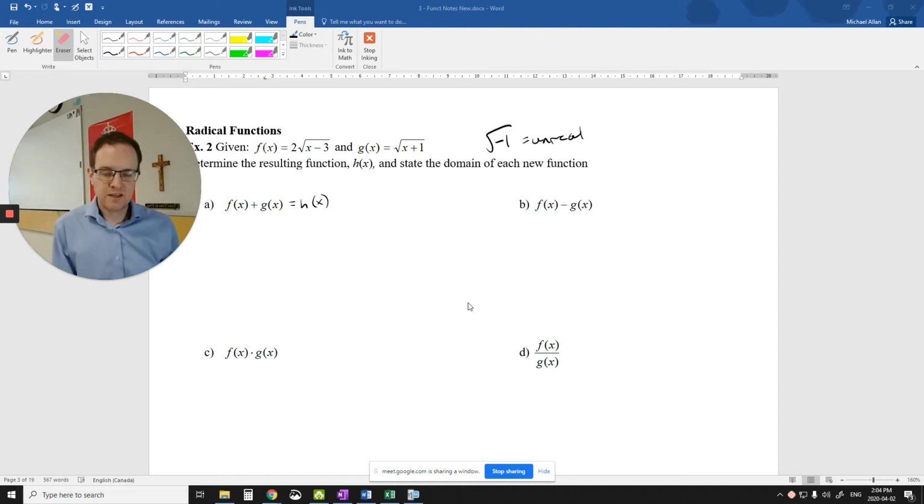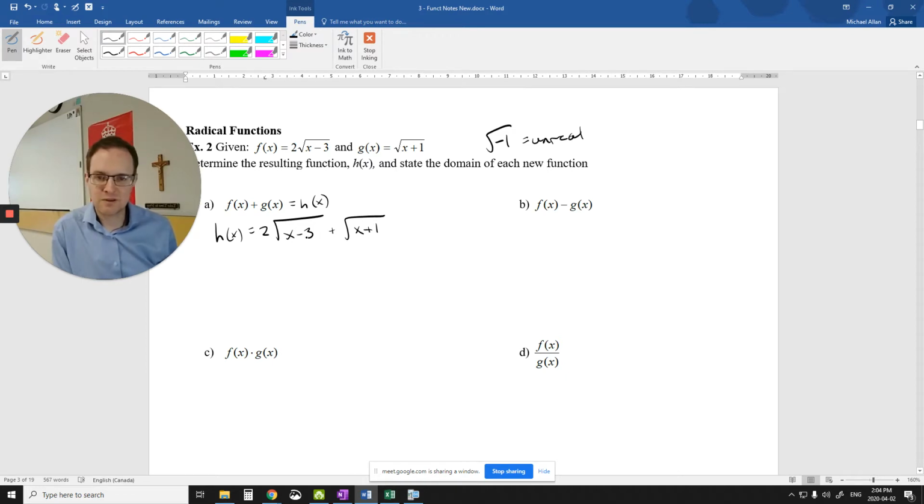All right, so we're going to add these together. So let's call this h of x here. So I labeled h of x in my picture. So we are going to add these two together. So let's see what that looks like when we add these two equations together here. And we get 2 times the root of x minus 3 plus the root of x plus 1.